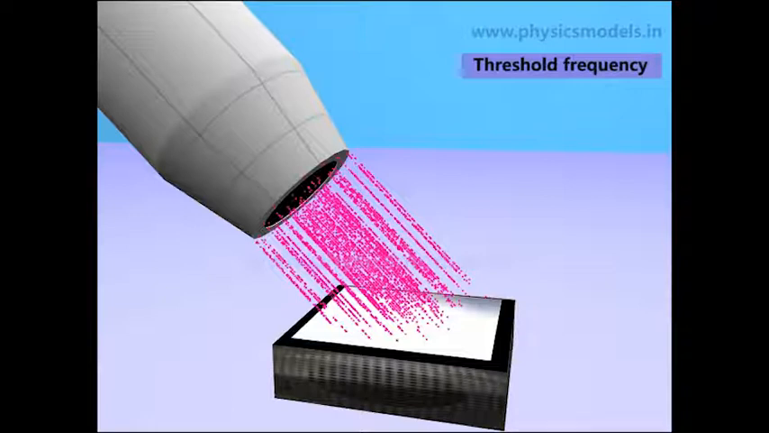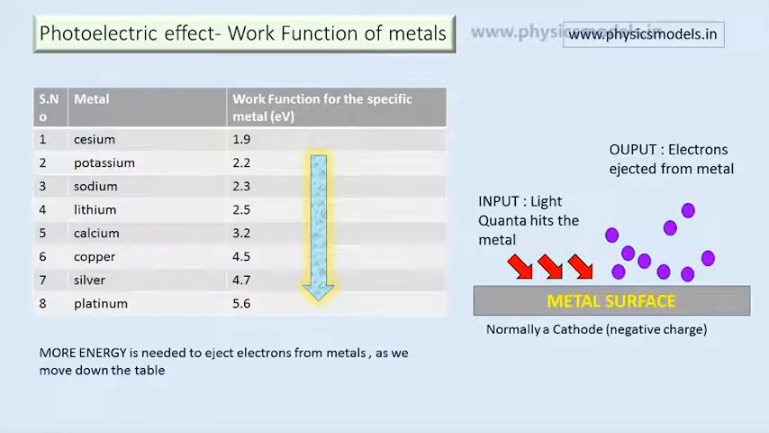The photoelectric effect was discovered by Einstein, and he said that if you throw a beam of light of a particular frequency on a metal surface, electrons will get ejected from the metal surface. Different metals will need different energy levels to dislodge the electrons from their atoms. So here is a table starting from cesium and going up to platinum, and we can see that platinum needs maximum energy to dislodge one electron from it.